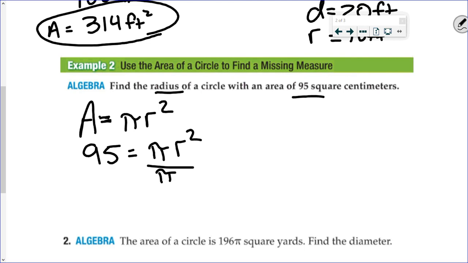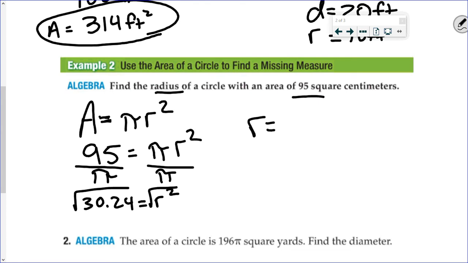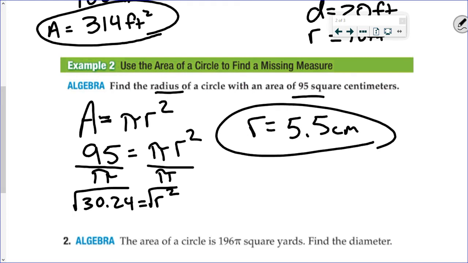Divide by pi. 95 divided by pi is 30.239, so let's use 30.24 equals radius squared. To get r by itself, square root both sides. The square root of 30.24 is 5.499. Let's just say 5. 5 centimeters. All right.